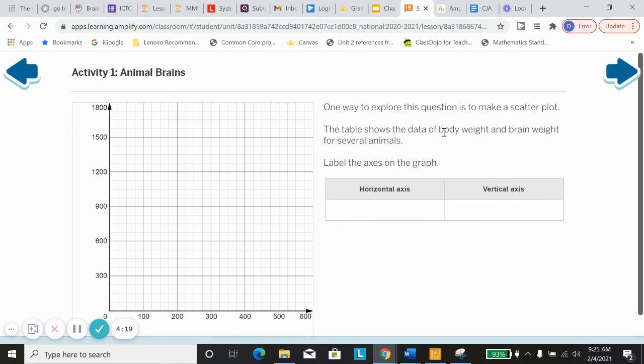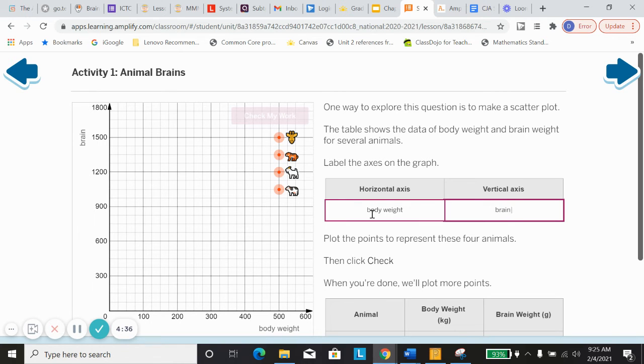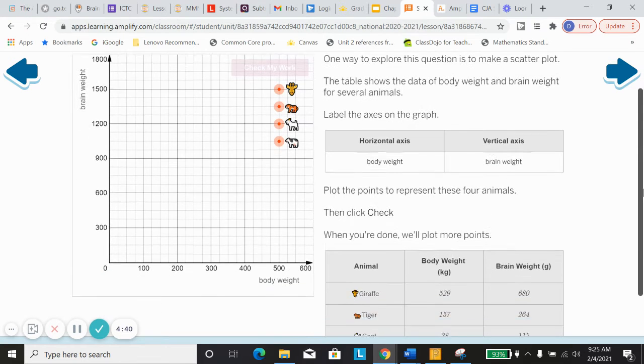So it says the table shows the data of body weight and brain weight for several animals. Now, they didn't pop up the table, so it's hard to tell. So I'll just let you know, body weight is going to be on the x-axis, or the horizontal axis, and on the vertical axis, it's going to be brain weight. And there's the table for you right there.